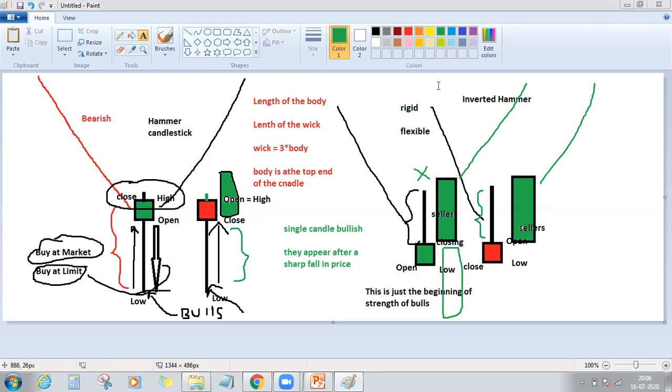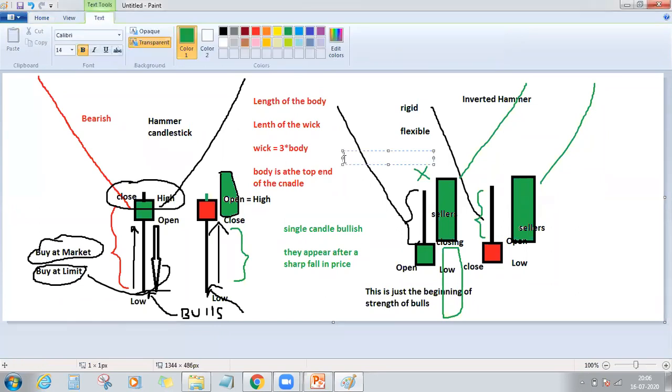No, a hammer you don't watch for at the top. If the same pattern appears at the top, you call it a hanging man. That's a bearish signal. And this same pattern, if you spot it at the end of a rise in price, that is called a shooting star. That is also a bearish pattern. We'll see that now. Since you have asked for it, let us see that also.